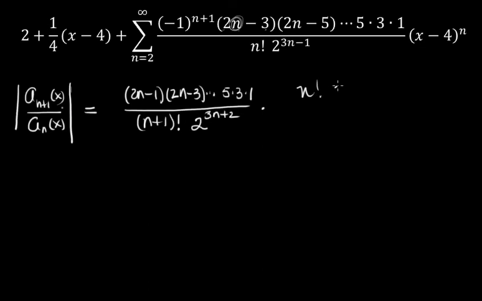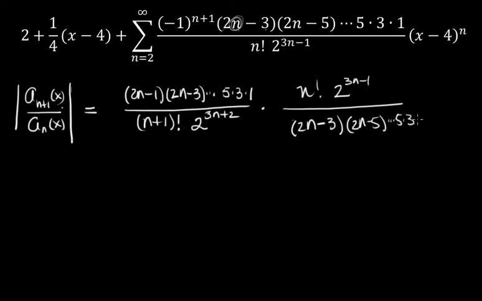Inverting and multiplying, now I'll have n factorial over 2 to the 3n minus 1 over, and again, we're not paying any attention to those powers of minus 1 because we're taking absolute value, 2n minus 5 down to 5 times 3 times 1. And then we had x minus 4 to the n plus 1 over x minus 4 to the n, so we're just left with the absolute value of x minus 4.